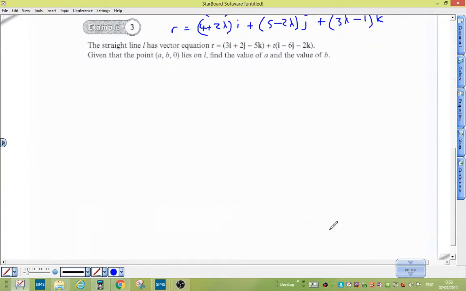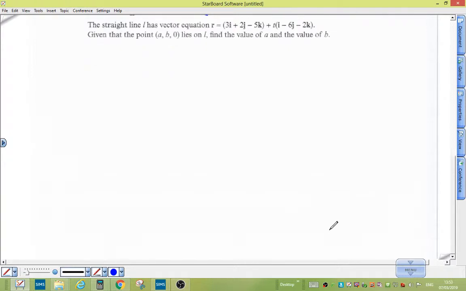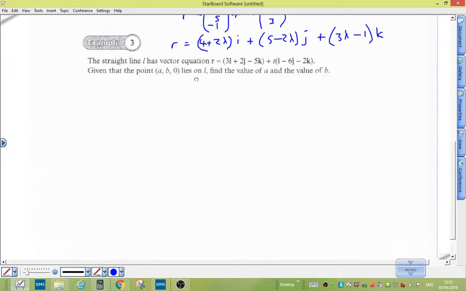Right, the straight line has vector equation blah blah. Okay. Right, given that the point A, B, 0 lies on the line, find the value of A and B. But what do I know? I know that R represents a general point, x, y, z. And we know that R is also equal to, written in column format style, in one. You would usually need to, but I don't think we're going to need it. All we're going to find is the value of t, then we can find A and B. Sometimes you do, but it's not on this time.